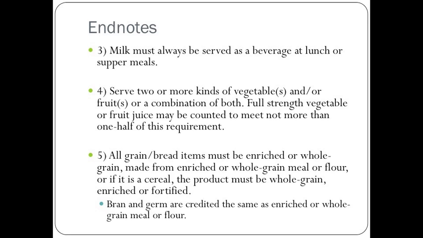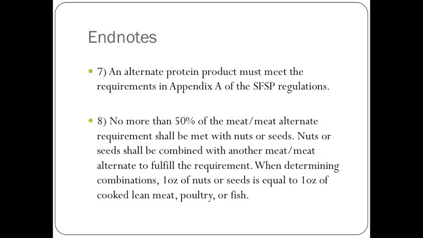Number 5 reiterates that all grain and bread items must be made with either whole grain or enriched flour or meal. The Summer Food Service Program Meal Component video provides more information. Endnote number 7 refers you to Appendix A of the Summer Food Service Program regulations for more information on alternate protein products. One example is a meat product with added soy protein.